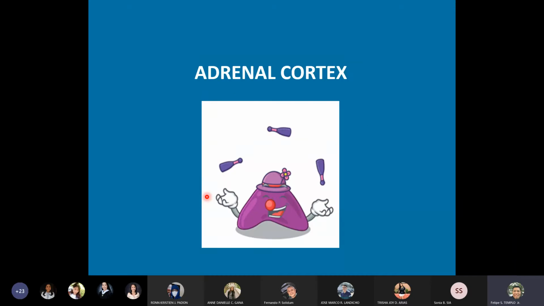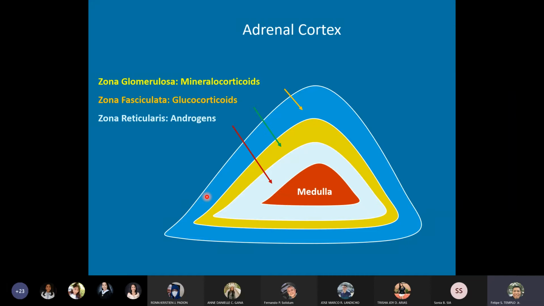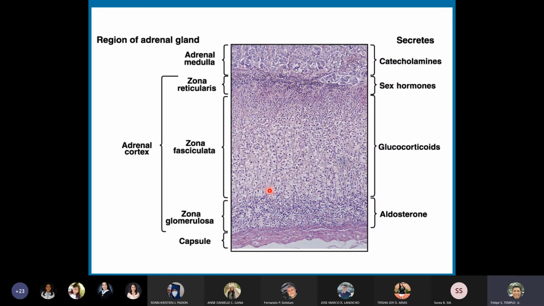Now let's go to that. That's the end of your adrenal medulla. Let's go to the adrenal cortex. So the adrenal cortex is divided into three layers or zones: the glomerulosa, fasciculata, and reticularis. So salt, sugar, sex. Mineralocorticoids to control the salt, glucocorticoids for sugar, and androgens for sex hormones.